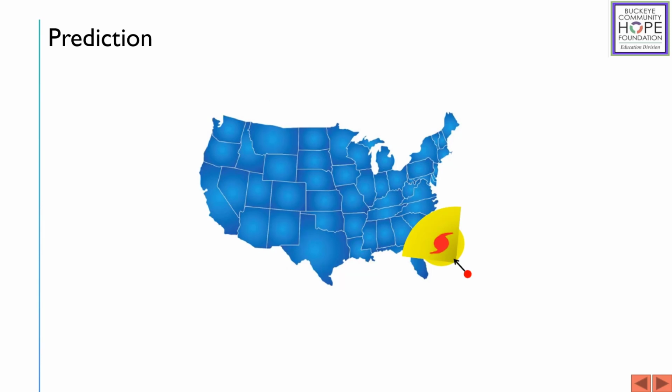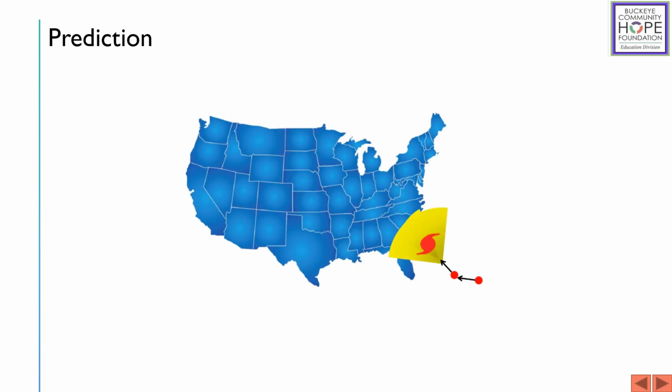So knowing where the storm was the day before or a few hours before, whatever the case may be, we can make a little bit more of a prediction because we can see this general path that this particular storm is taking. As we move on and get a little bit more historical data, we can get a little bit better projection of the path.